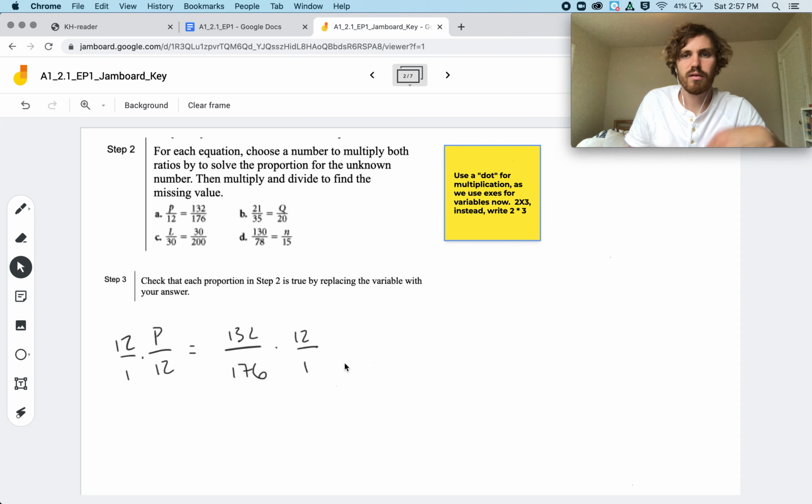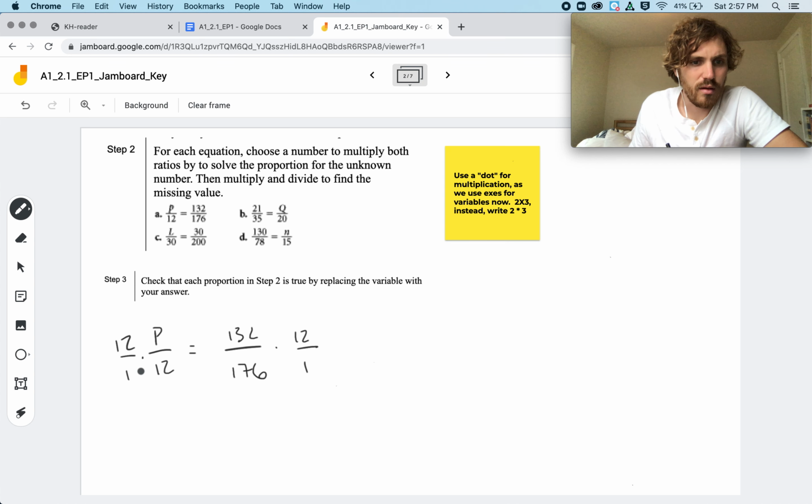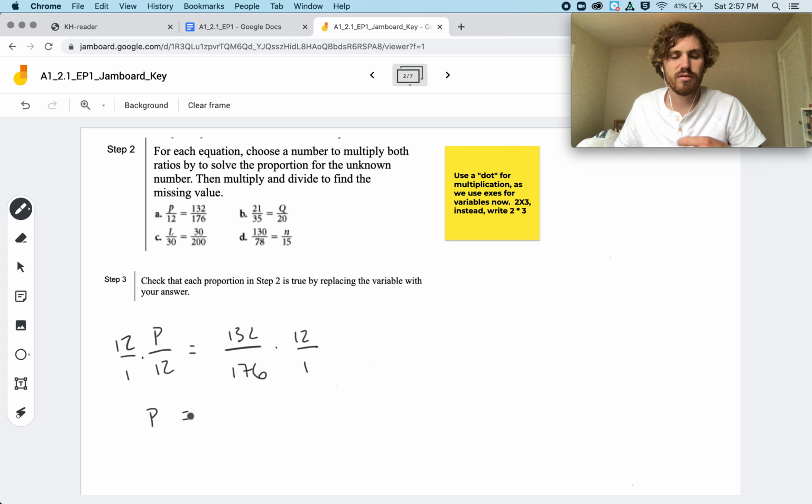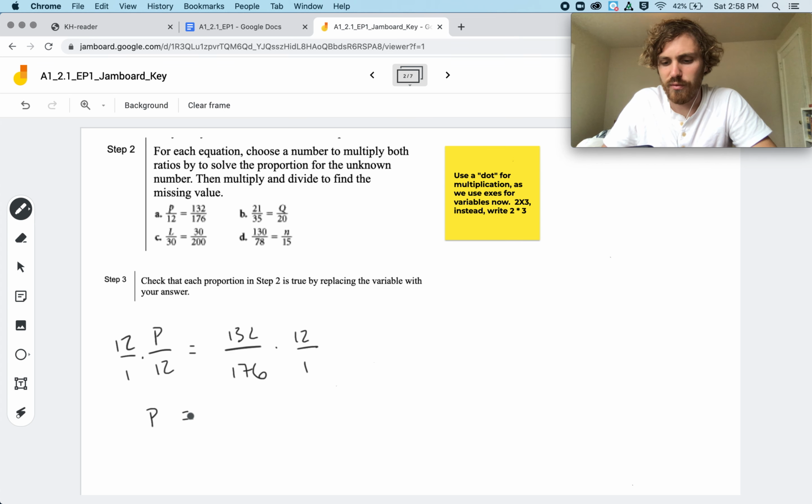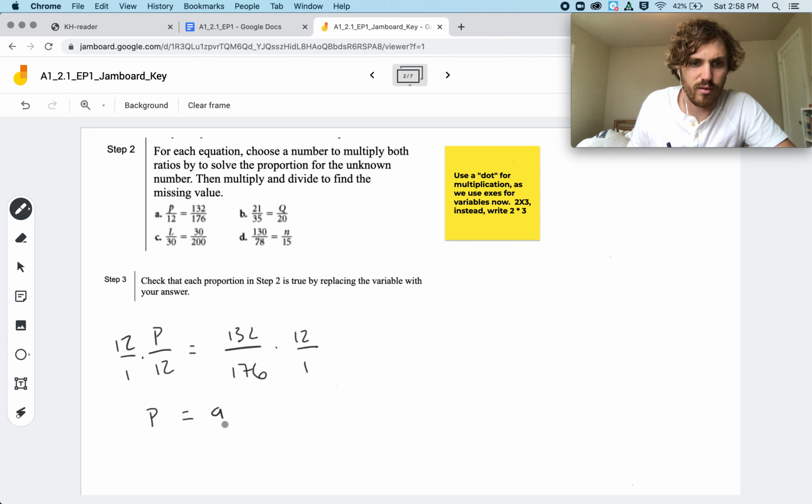Okay, so continuing on here, we're going to get p on this side is equal to then 132 times 12, which is going to be 1,584, and then we'll divide it by 176 to get 9. So p equals 9. Now, for step 3, it says check that each proportion in step 2 is true by replacing the variable with your answer. So to check this, we are going to plug it back in. So we solved the proportion, but now we're going to plug it back in.